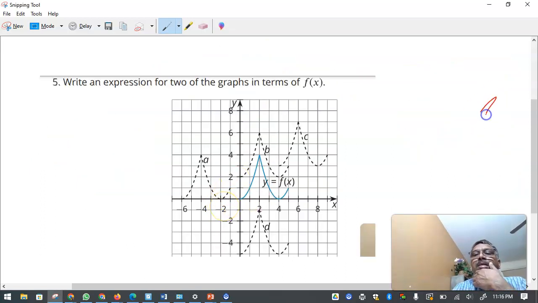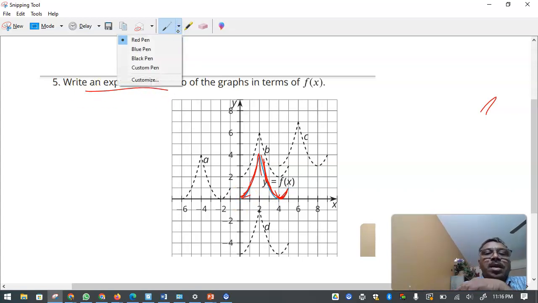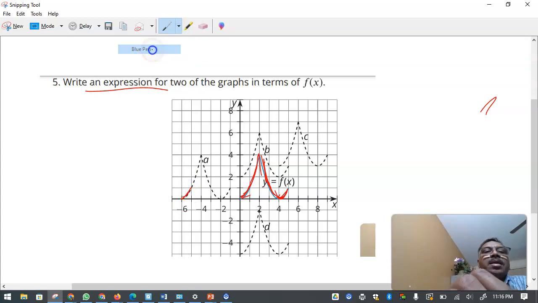Okay, now in this case you're given a blue color graph. This is important. This is the main graph. Let me make it a red color. And this is the f of x graph. Now you are supposed to write an expression for the other graph. So starting with a, look at a. So the a is this one. Let me use a blue color for that. So how should we write the equation?